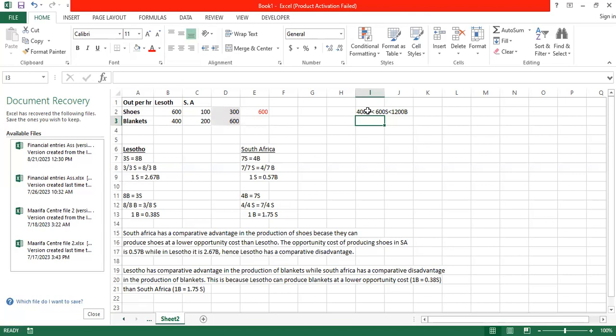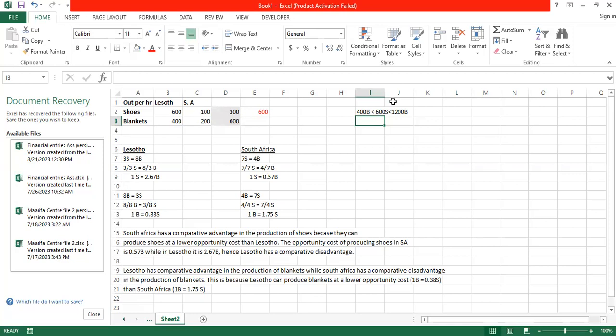Okay. So your explanation is you make an assessment of the autarky prices. In Lesotho, the price of 600 tons of shoes is 400 blankets. So the price should not go below that. And then in South Africa, the price of 600 tons of shoes is going to be 1,200 blankets. So it should not go above that either. So that's where you get your range.